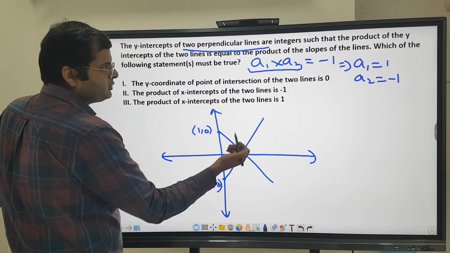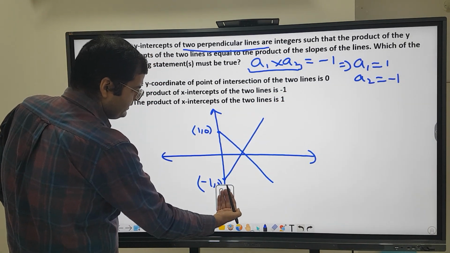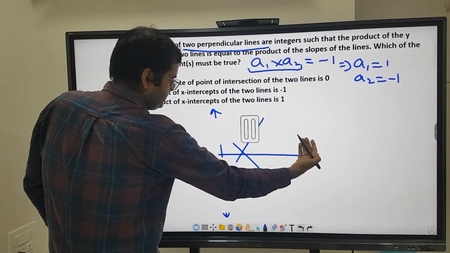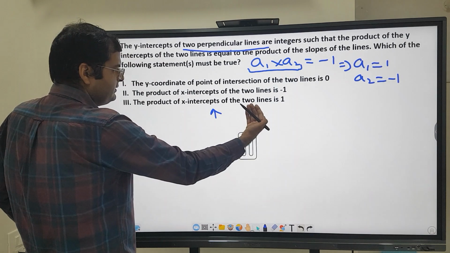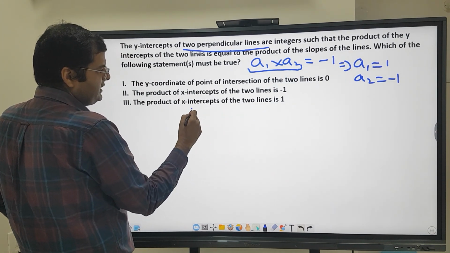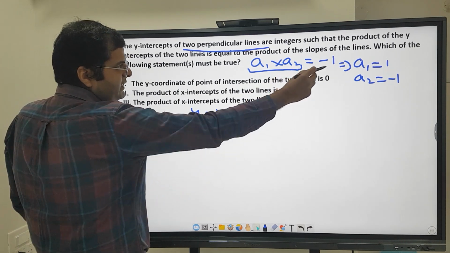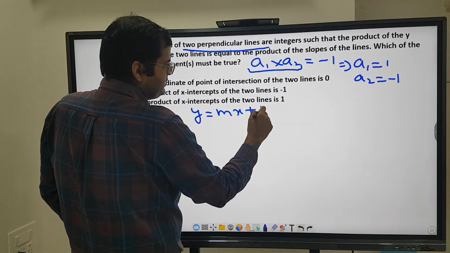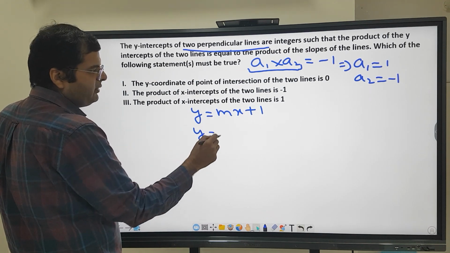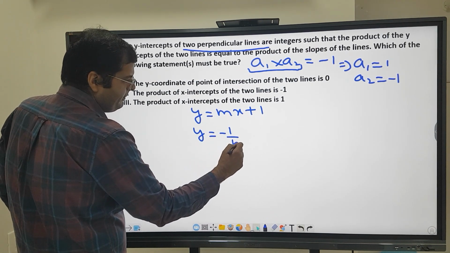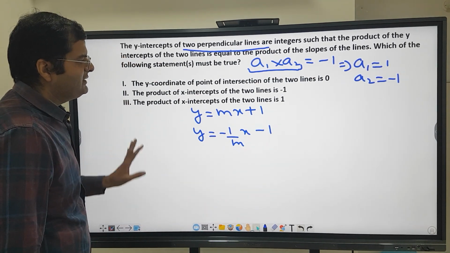So the slope of the first line. What I'll do is, rather than drawing, I will first straight away try to write the equations of these lines. So the first line is y = mx + c, and the y-intercept of the first line is 1. The second line is y = ... now these are perpendicular, so the slope of that line is -1/m, into x, and this is -1. So these are the two lines that I get.